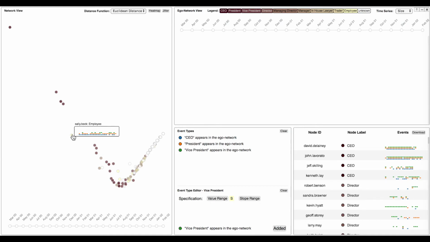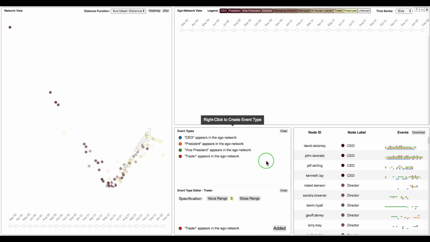Sally Beck is very interesting as she appears to be only a very low-level employee but communicates a lot with the executives. We later found from her LinkedIn account that she was indeed a managing director rather than a low-level employee. The analyst adds two more event types: Trader appears in the ego network and employee appears in the ego network.